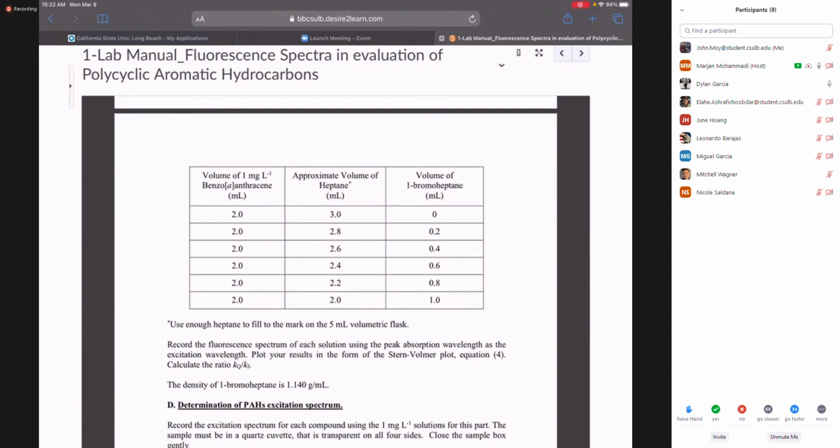Please take a look at this table. Can we see it, guys? Yes. We take a certain volume of bromoanthracene, but we are changing the volume of bromoheptane, increasing it. When you run all this data, you will see that by increasing the amount of bromoheptane, which is the quencher for us, you get less and less intensity. So you are going to have a decrease.